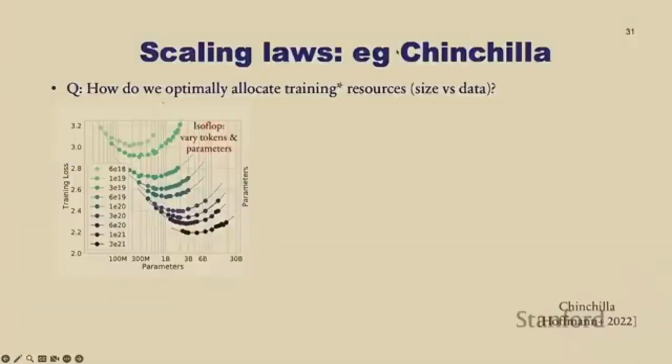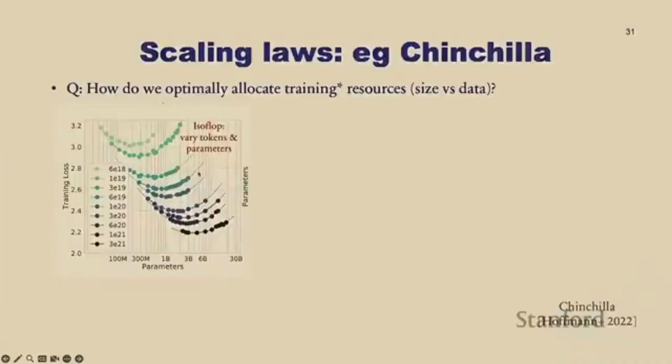Chinchilla is a very famous paper that first showed this. I want to give you a sense of what these plots are. Here you see training loss again. On the x-axis you see the number of parameters, so the size of the model. All these curves are what we call isoflops, meaning all the models on a curve have been trained with the same amount of compute. You do that by varying the number of tokens and the size of the models in such a way that total compute is constant. The different colors have different amounts of compute. Then you take the best one for each of those curves.